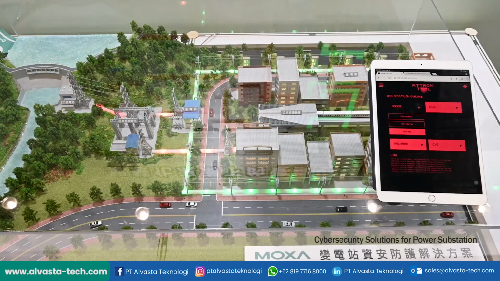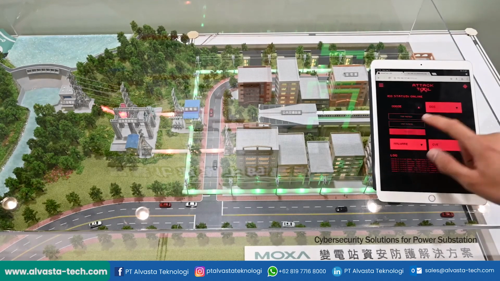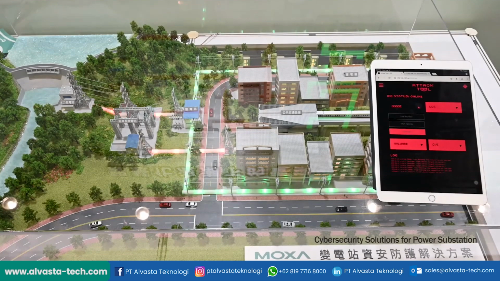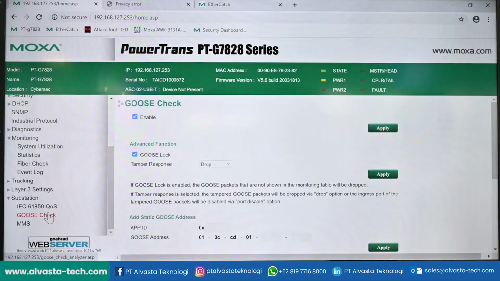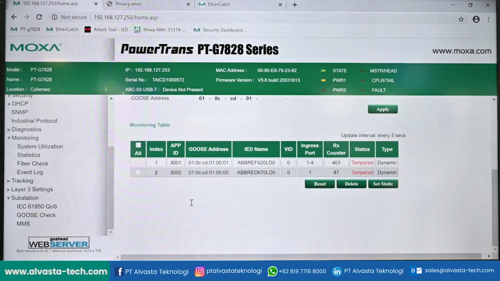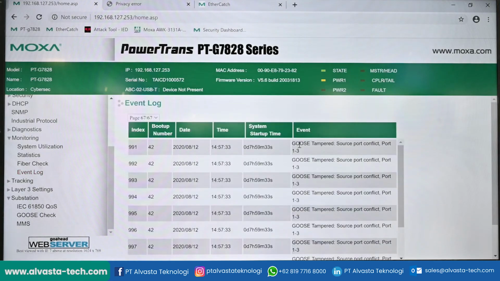Now let me try to run the same attack again. As you can see, nothing happens, and our happy residents can keep watching TV. This is because the switch successfully detected the tampering attack and dropped the malicious packets. Although the attacker created packets identical to the ones the IED sends in the case of a failure, the switch knows they are coming from a different physical port, which triggers tampering detection and filters the malicious messages out.